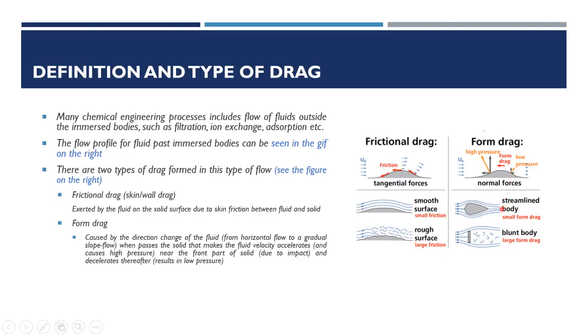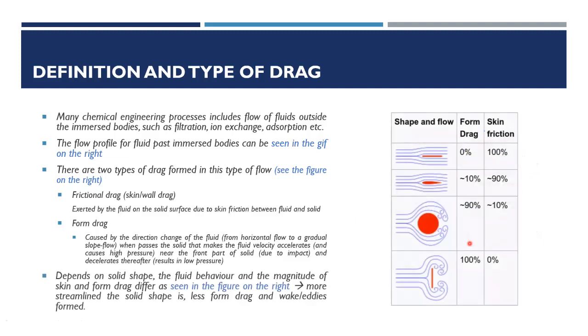Now if we have streamlined bodies, there will be a small form drag, because it has a streamlined body. However, if it has a blunt body, it will form a large form drag. So depending on the solid shape, the fluid behavior and the magnitude of the skin and form drag can be seen in the figure on the right.